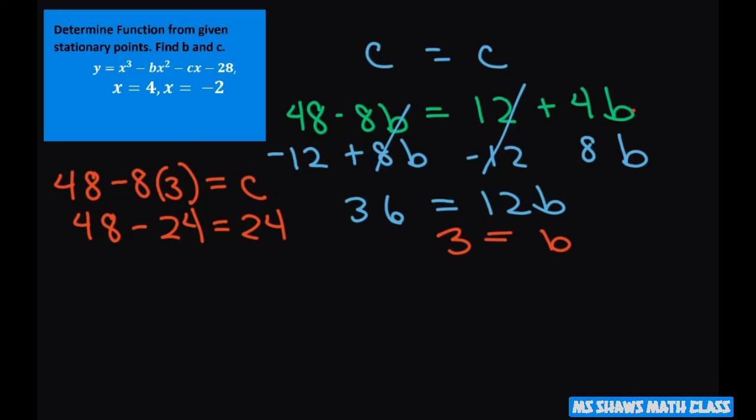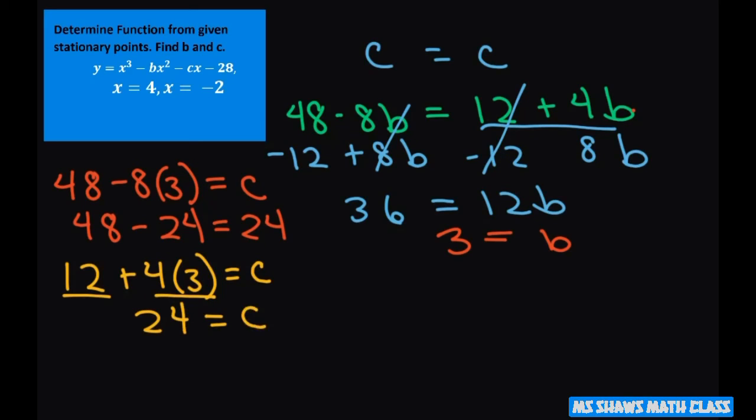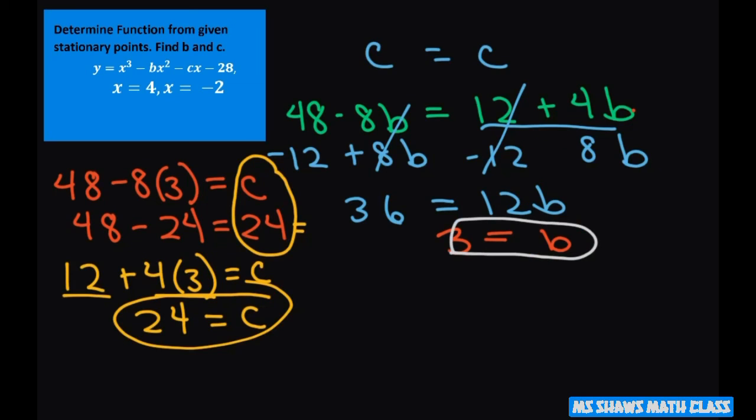All right, and let's go ahead and do this one. 12 plus 4 times 3 also equals c. So 12 plus 12 is 24. So 24 equals c. These both should match. If they don't match, that means we did something wrong. But of course we did it correctly. We have our b and our c.